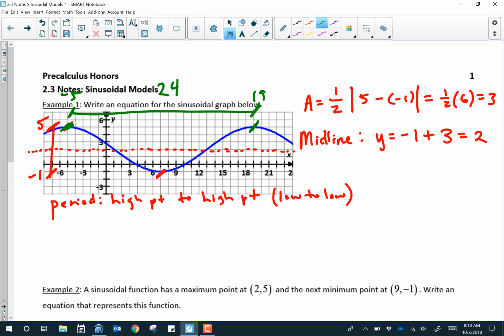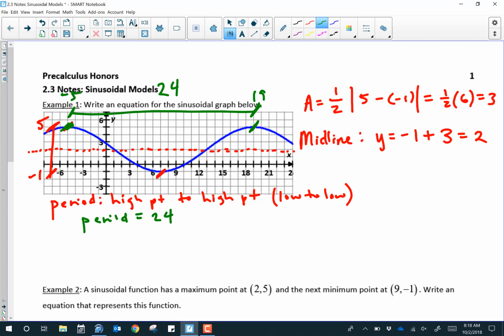So it took 24 units to get back to its original spot, and so that is going to be my period. So disregard negative. Correct. Well, not disregard, it's the distance. So it's 19 minus -5, so you can't just disregard the negative. So it's 19 plus 5. Yeah? Okay, so then my period for this one is 24.